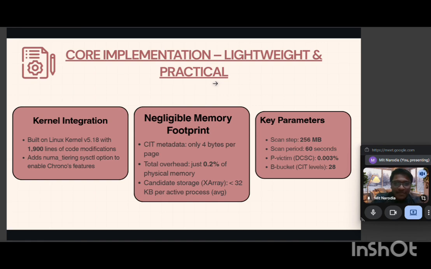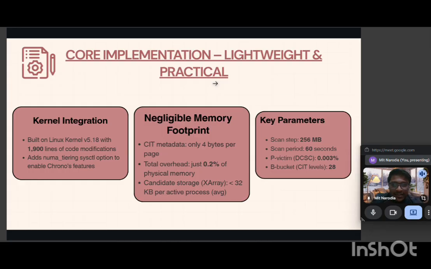Now let's see the parameters. Scan step here is 256 MB. This means it checks the memory 256 MB at a time, and the scan period is 60 seconds. This means it tries to check all of the processes' memory once every minute. P victim is 0.003%. This is the most important for auto tuning. Victim is just the name for the pages they choose to test. This means Chrono only tests 0.003% of the memory. Let's say if memory is 256 GB, then it is just 8 MB of data.